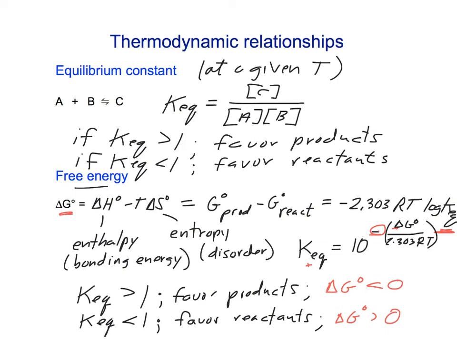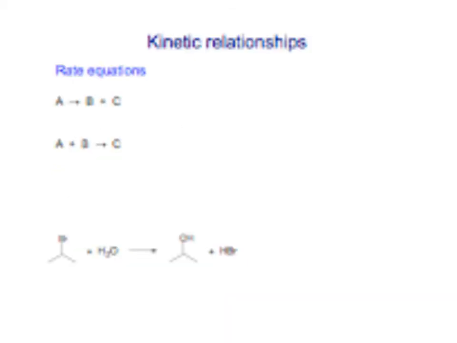We won't be doing any of these types of calculations in this class, but it is important to remind ourselves of these relationships. Well, thermodynamics describes equilibrium. Kinetics describes the rate, or the speed, at which reactions take place.